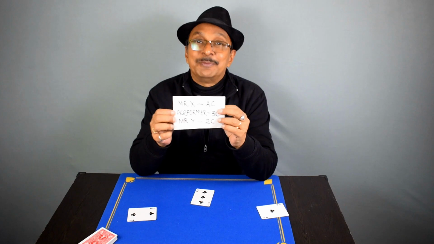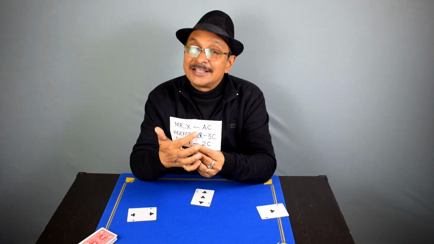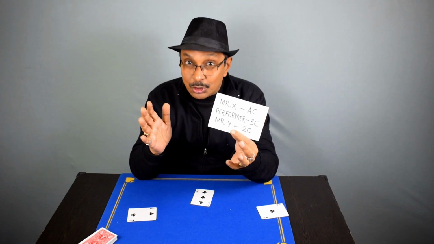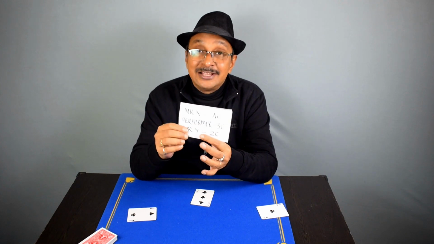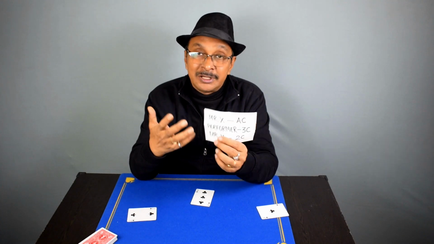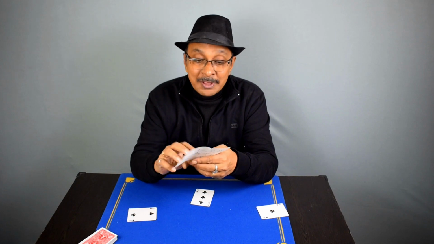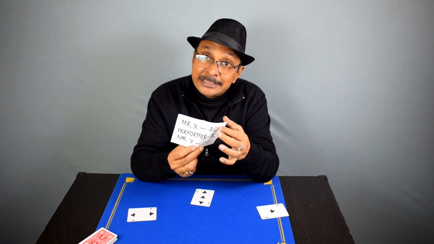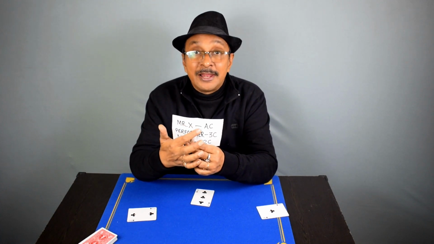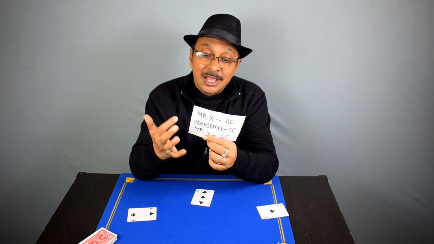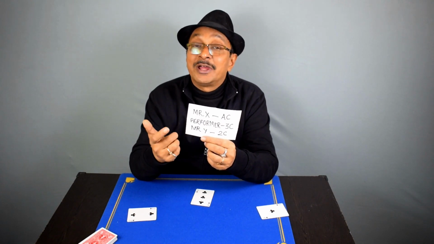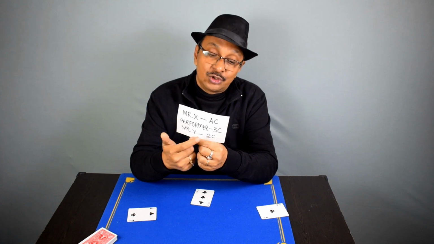First of all, you need a prediction like this. Here I have written Mr. X, Ace of Clubs, performer, Three of Clubs, Mr. Y, Two of Clubs. But it will be better if you can write in a sentence, just like a prediction, that I predict that Mr. X, or you can learn their name and then make the prediction. Mr. X, or the first spectator to my right or to my left, you can write in that way. The first spectator to my left will take Ace of Clubs. The performer, or I'll take Three of Clubs, and the spectator to my right will take Two of Clubs.